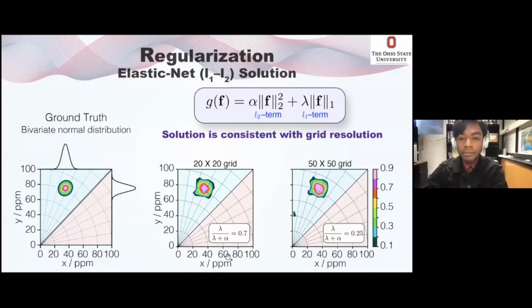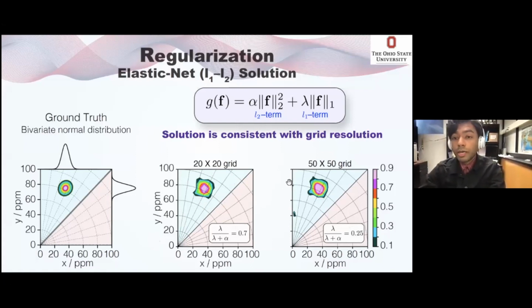So what I'm showing in the solution here is on a 20 by 20 grid, if I take the ratio lambda over lambda plus alpha, it's 0.7, which means that the solution here is 70% dominated by the L1 term, and it's 70% on the side of a sparser solution, which is what we saw with the L1 solution too. So on a coarser grid, the solution is more sparse.